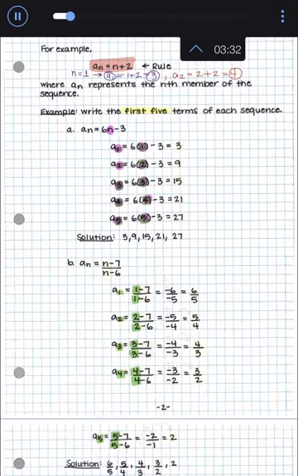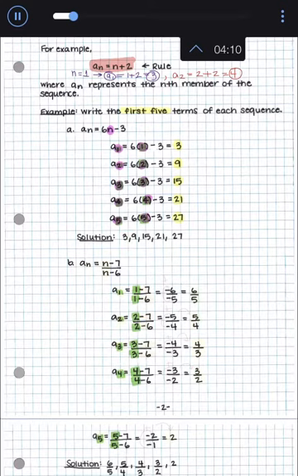and then minus 3. So on the first one, we get 6 minus 3, which is 3. The next one, we get 12 minus 3, which is 9. The third one, we get 6 times 3, which is 18, minus 3 is 15. Next one is 6 times 4 is 24, minus 3 is 21. And the last one here is 6 times 5 is 30, minus 3 is 27. So those are our first 5 terms of our sequence: 3, 9, 15, 21, and 27.